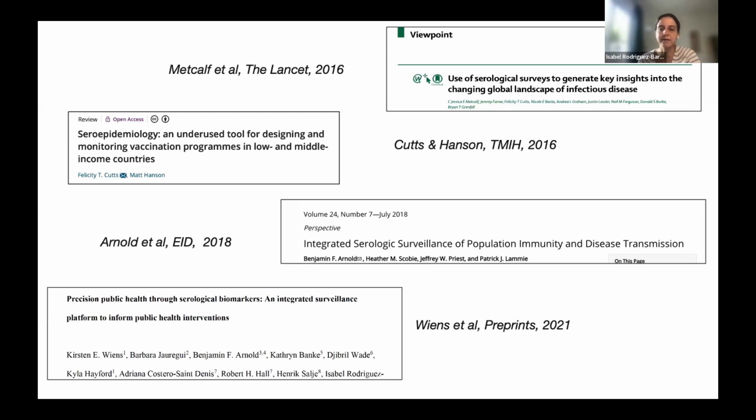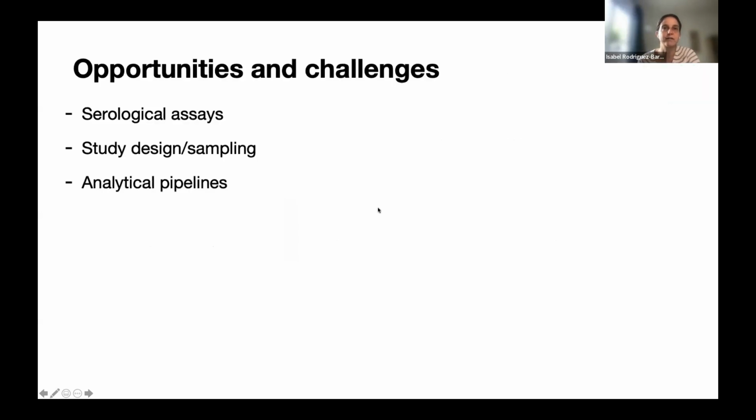But it really hasn't been integrated into routine surveillance with a few exceptions. Over the past 4 years, there has been a lot of excitement and lots of papers written about how we should be using serology more, even some talk about the potential to create a global serological observatory. So really there's a lot of excitement about integrated serological surveillance.